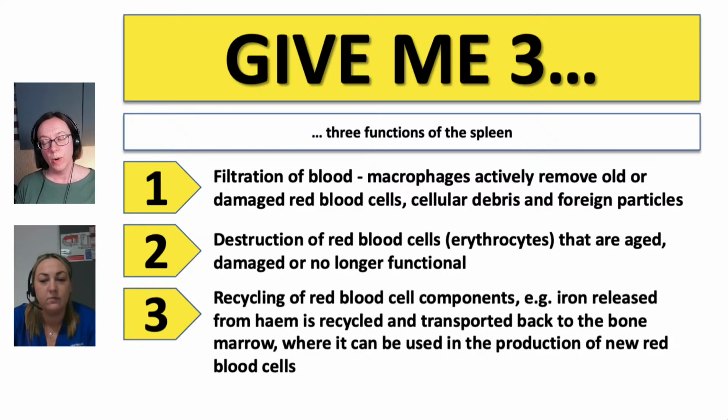And it's also where reusable elements of your red blood cells are recycled. For example, the iron released from heme is recycled and transported back to the bone marrow, where it can be used in the production of new red blood cells. So the spleen is really important in looking after your red blood cells, essentially. If you can find a way to remember and associate the spleen with red blood cells, that will really help you. Let's move on.